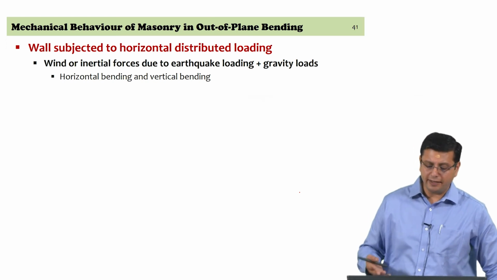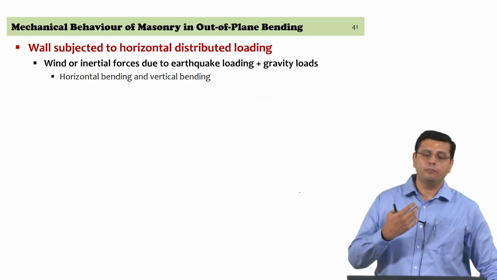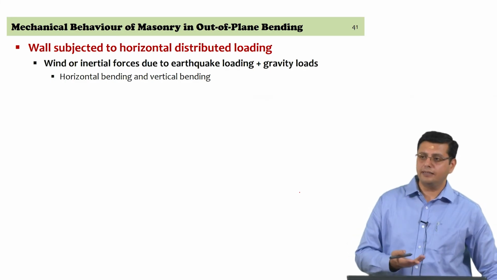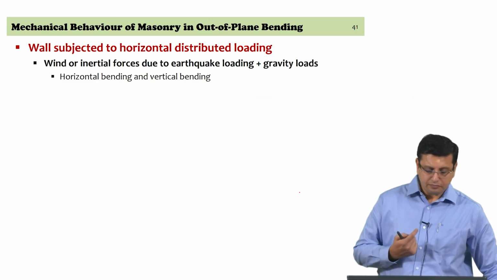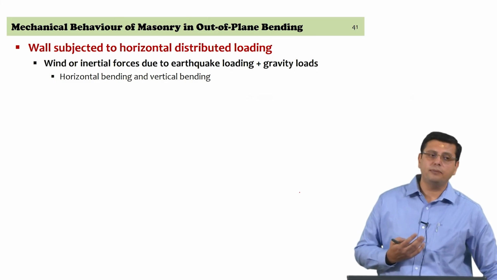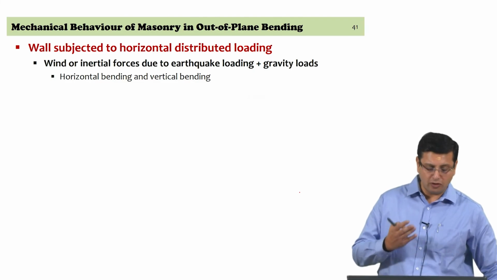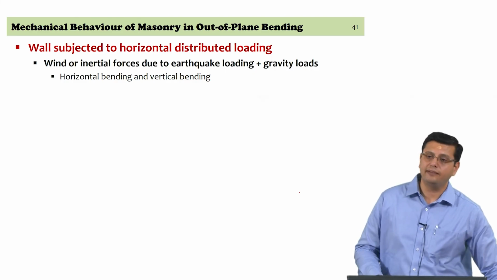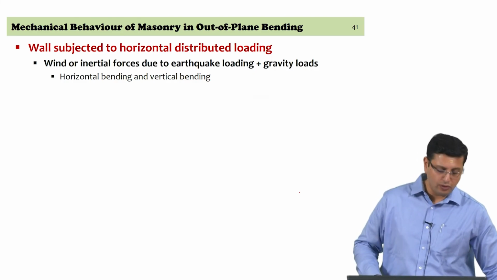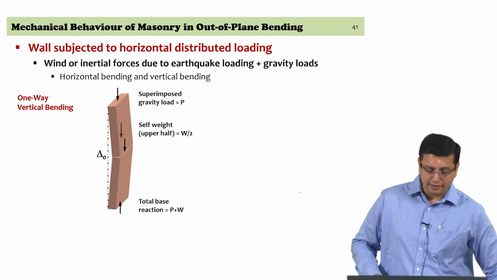And horizontal bending and vertical bending is a differentiation that we make based on the predominant direction in which the bending is occurring, and that is dictated by the boundary conditions. So, both horizontal bending and vertical bending are referred to as one-way bending, because you have the predominant bending only in about one axis, whereas in diagonal bending you will have two axes about which the bending is occurring, and that is why we refer to it as diagonal bending.